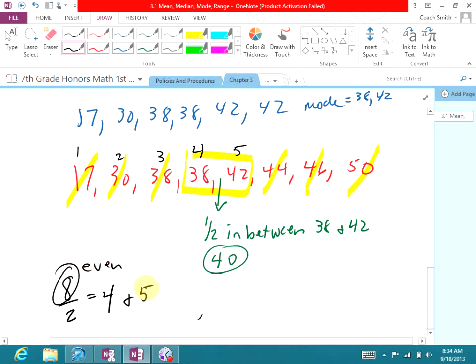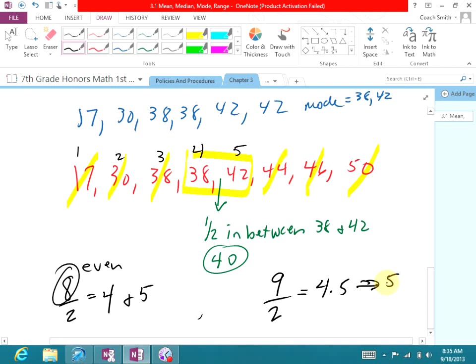If I have an odd number, let's say I had 9 numbers. If you divide 9 by 2, that's 4.5. Well, I can't have a 4.5 number. In other words, I can't go 1, 2, 3, 4 and a half. You've got to go to the 5th number. So we round that up to the 5th number.